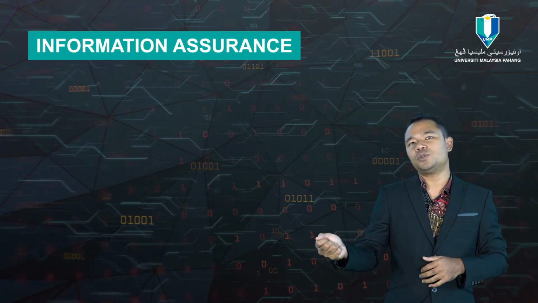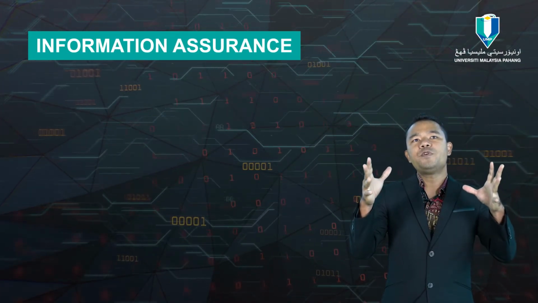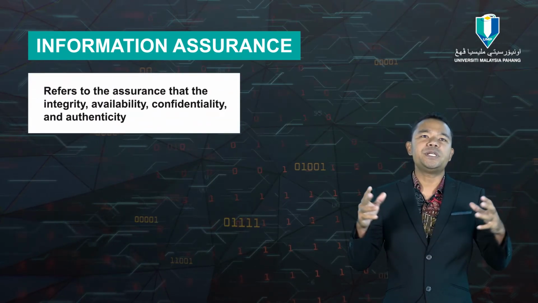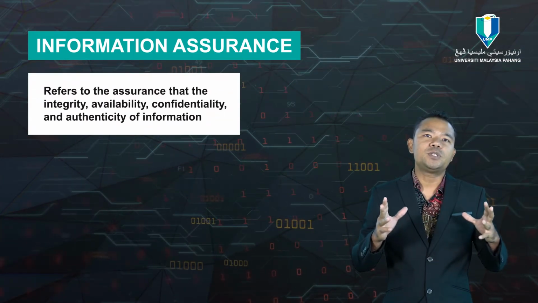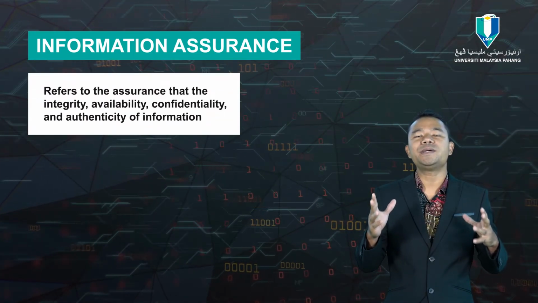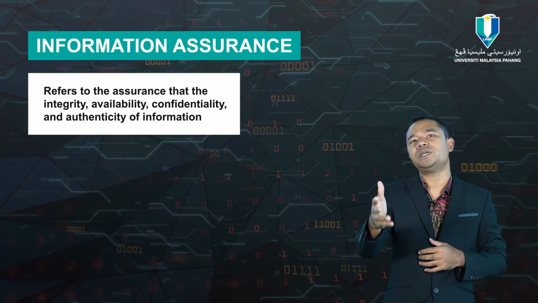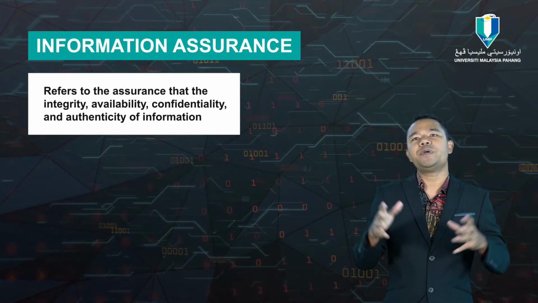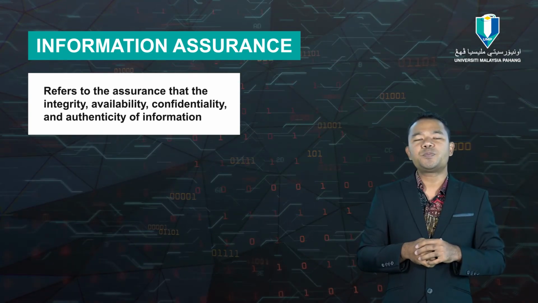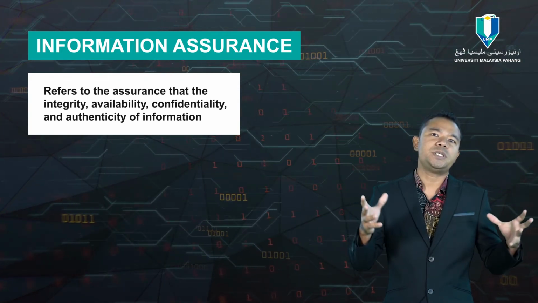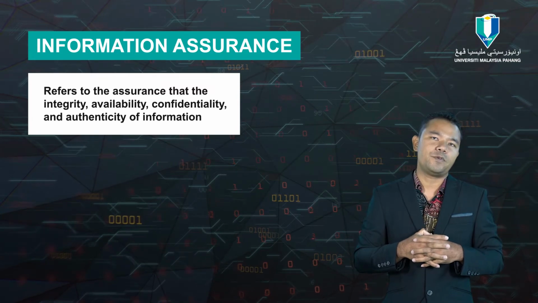Information security controls. Information assurance. Information assurance refers to assurance of the integrity, availability, confidentiality, and authenticity of information and information systems, protected during the usage, processing, storage, and transmission of information.